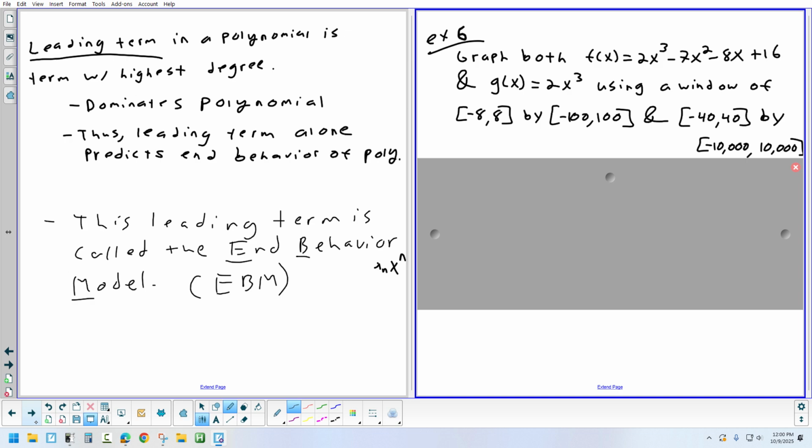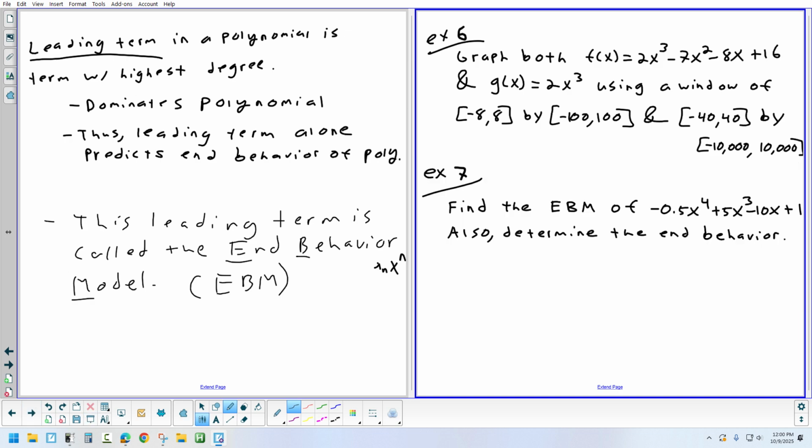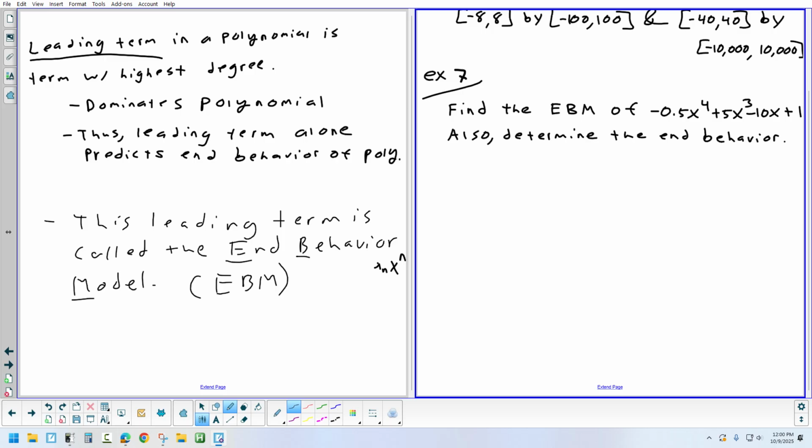So I'm not going to graph that one, but let's just look at example 7. What's the EBM and what's the behavior? So let's start with the EBM. What's the term there that tells you what the arrows are going to do? Don't care about the arrows yet. So what goes in that box? Negative 0.5 x to the 4th. That is the end behavior model.